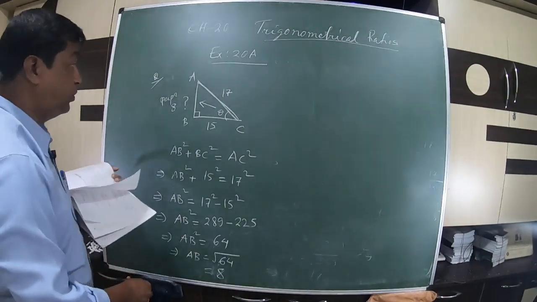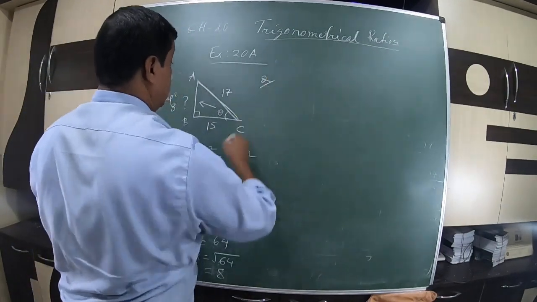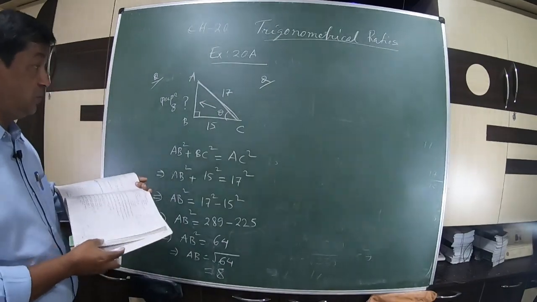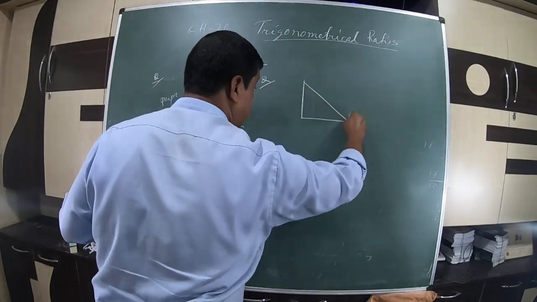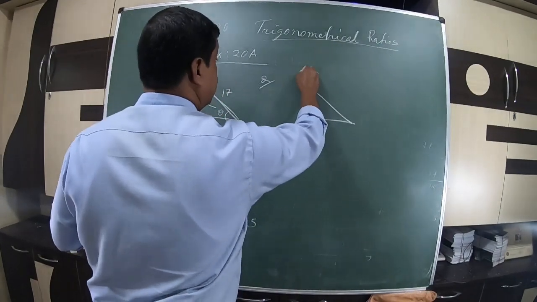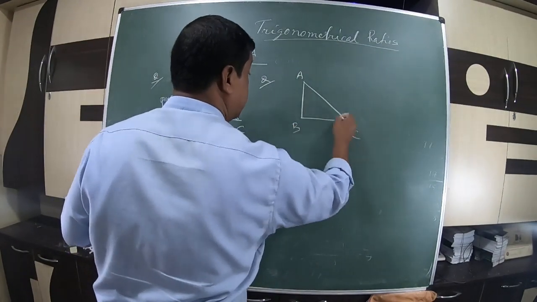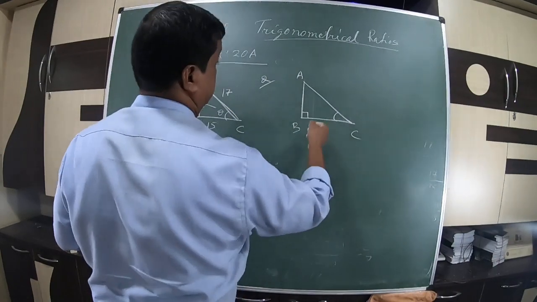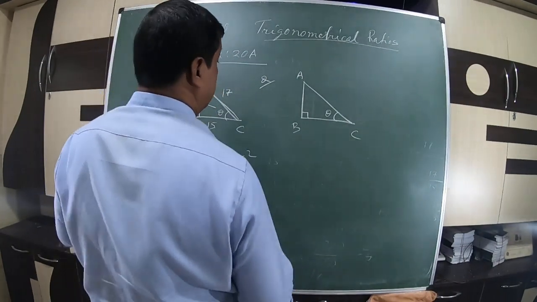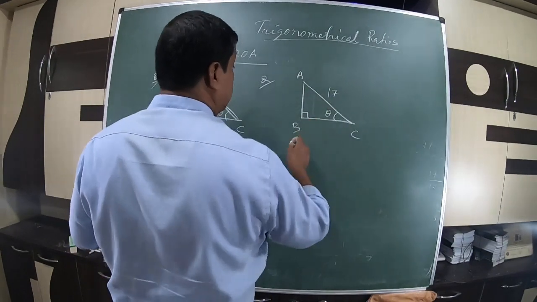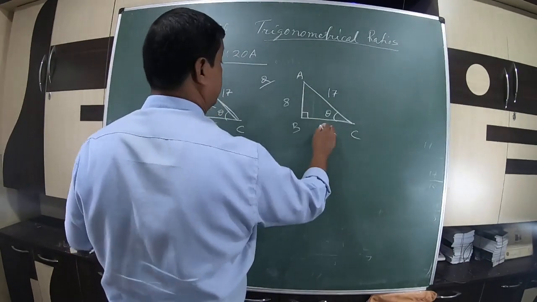Now let me give you another one, just one sum. You just do it by yourself. Same diagram I will take so that you are not confused. So this is A, B, C. This angle is theta. Now suppose this is given as 17 and this is given as 8. Now you have to find out this one.